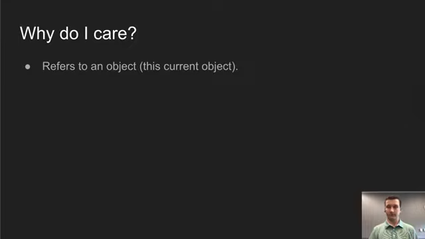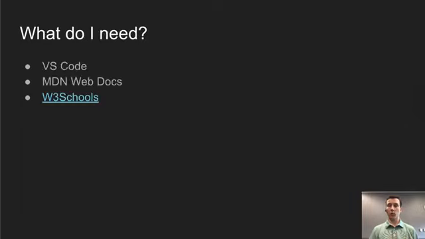So why do I care? This refers to an object, right? It's a way to reference that object. What do I need? VS Code, Mozilla Developer Documentation, and W3 Schools.